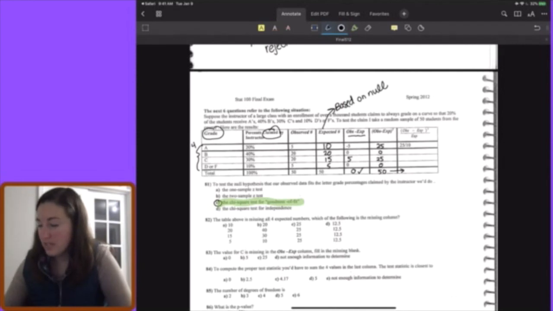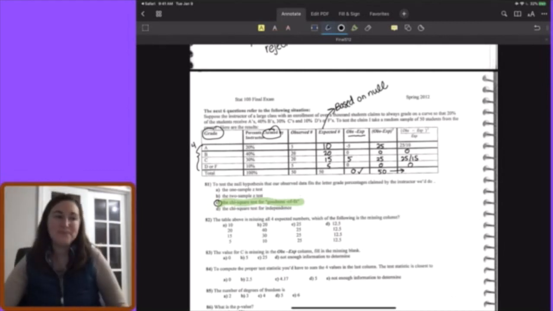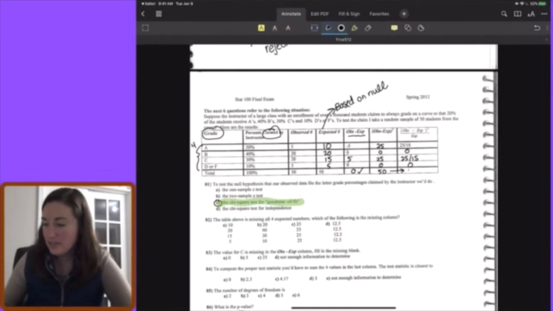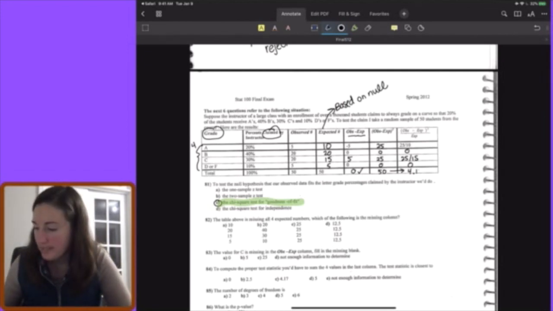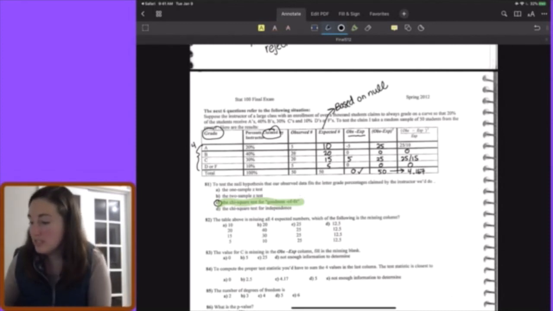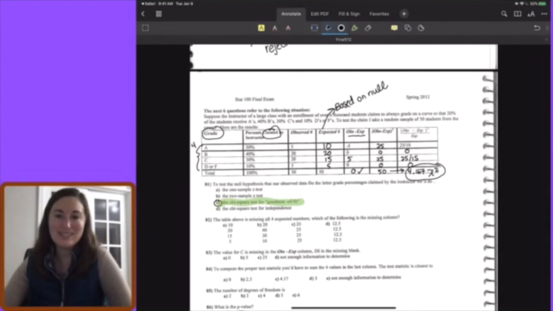So let's see, this one would be 0, right? I have this column divided by the expected. This would be 25 over 15, and this one would be 0 as well. And if I calculate this, I end up getting 4.167. So this is chi-square. This is my test statistic. So we use this chart to help us find the test statistic.